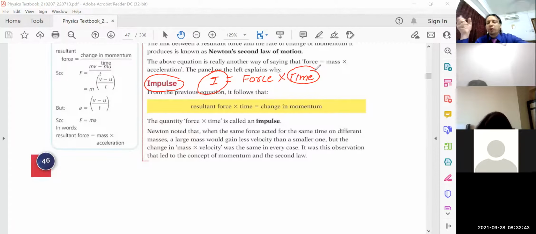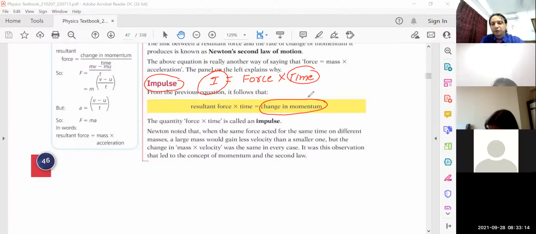There are many examples. Collisions anywhere in the world, when two cars collide in an accident, vehicles collide, objects collide with each other for a very, very short duration of time. So if I write that impulse is force multiplied by time, then here they have written, this is equal to change in momentum.